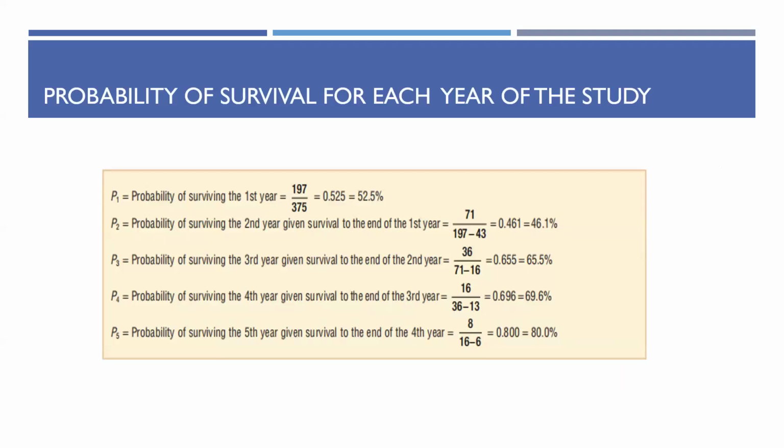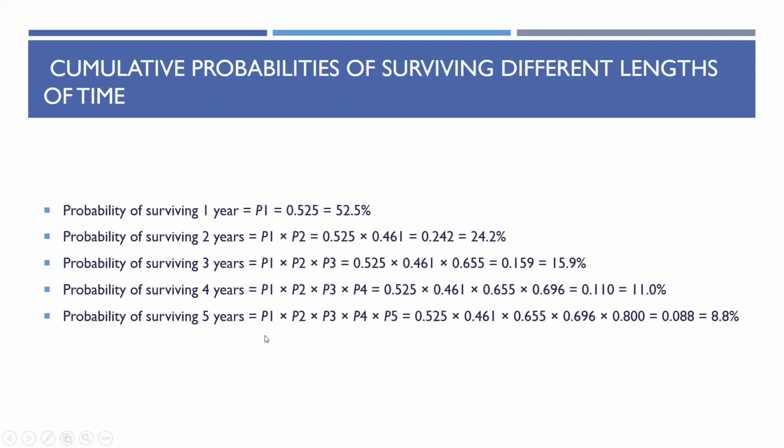And the probability of surviving each year of the study. So the probability of surviving the first year is 197 divided by 375, so 0.525. Probability of surviving the second year, given survival in the first year: we divide the total number of patients that were alive after the first year, minus the 43 patients that were enrolled later that year, by the total number of patients that were alive after the first year. In the same way, we get the probability of surviving the third year, fourth year, and fifth year.